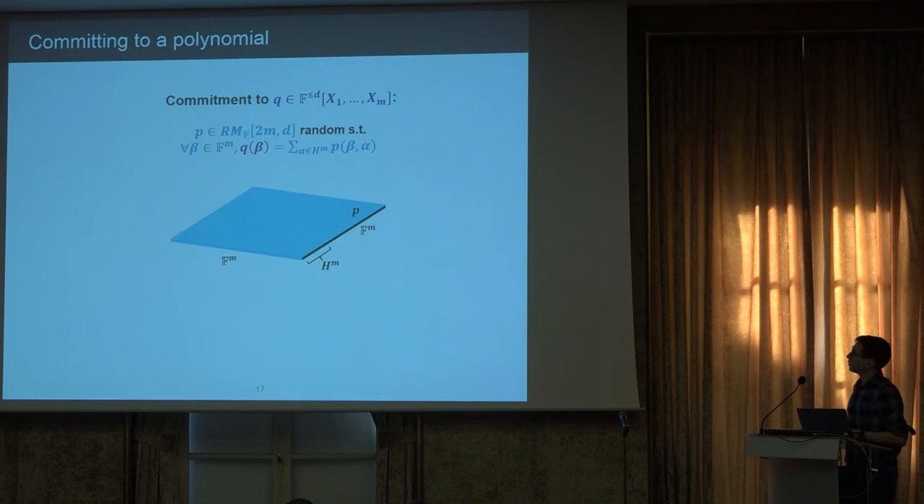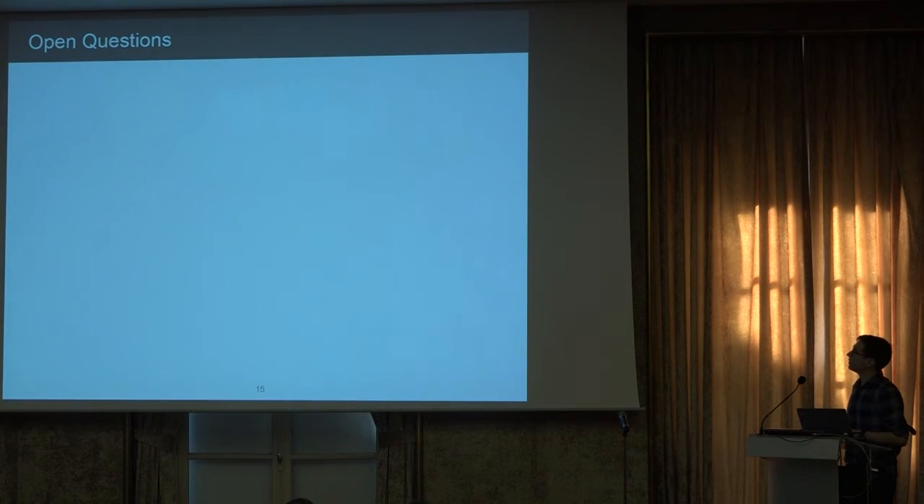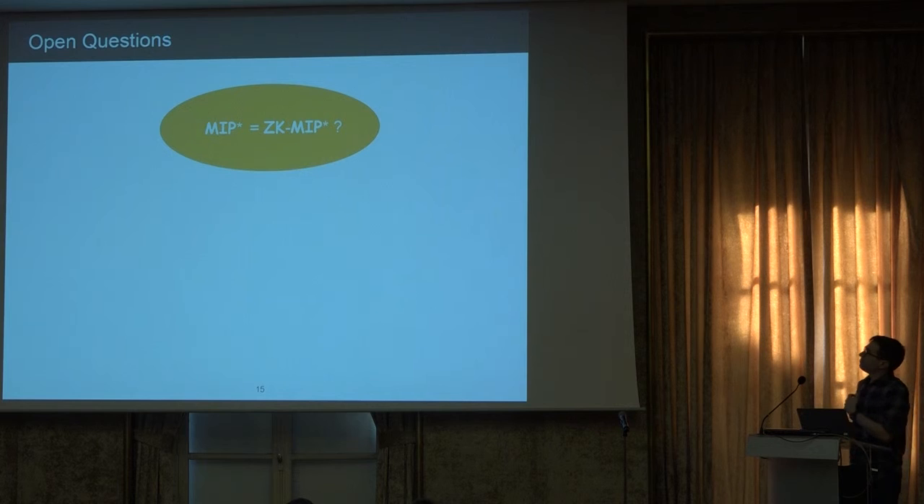All right, and so I'm going to finish by going back to my open questions. So firstly, one of the big open questions that we have for this topic is whether some BGKW type result also holds for the entangled setting, for the quantum setting. So is it the case that MIP star is equal to ZK MIP star?